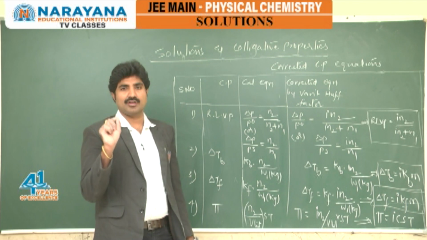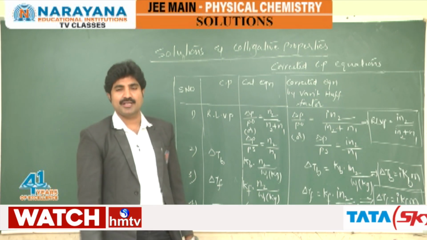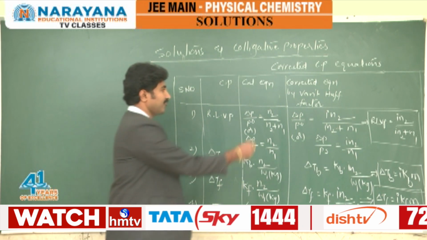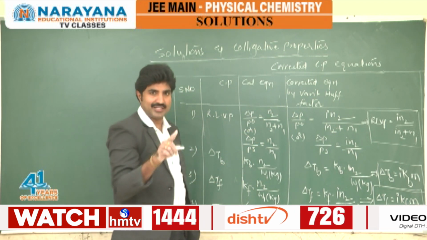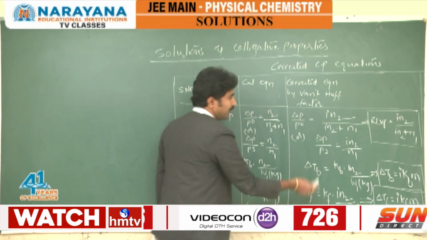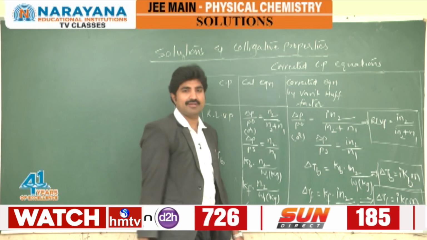But to get the corrected equations by using the Van 't Hoff factor, what we have to do is, wherever the number of moles is there, that is replaced by i into the number of moles of the solute. Therefore, wherever the number of moles of solute is there, that is simply replaced by i n2. Here n2 is replaced by i n2. By this you get the corrected equations.